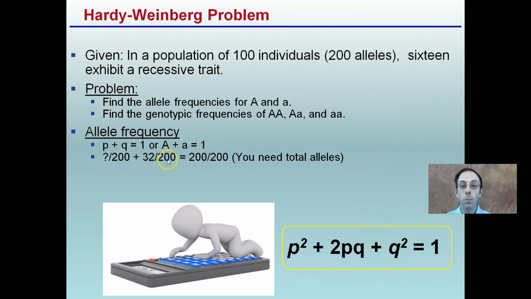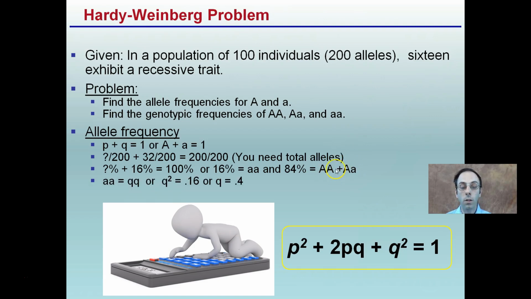So where did the number 200 come from? That was the total alleles. Where did the 32 come from? Well, the 16 that exhibit the recessive trait mean that they're these individuals here. They're the homozygous recessive. So 16 times 2 is the 32. So if this equals the 16%, then something plus 16% has to equal 100%, which means 84%, because 84 plus 16 is 100. 84% are a combination of the homozygous dominant and the heterozygotes.